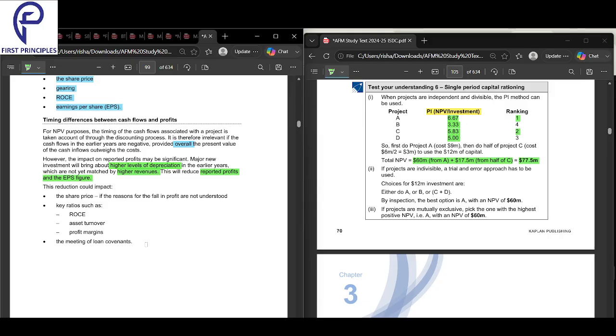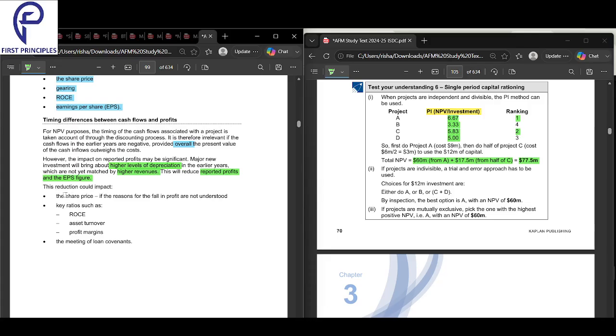And also the profits will be lower because the depreciation will be higher, as machines are brand new. The depreciation will also be a big amount because the value of the machine is high right now. And in the initial years you will not get that much revenue because you've just started a business. So you will see that the reported profits will be low. This will reduce the reported profits and the EPS figure. All these activities cumulatively will reduce the profits and reduce the EPS, and revenue will anyway not be higher in the first few years if you do a new project.